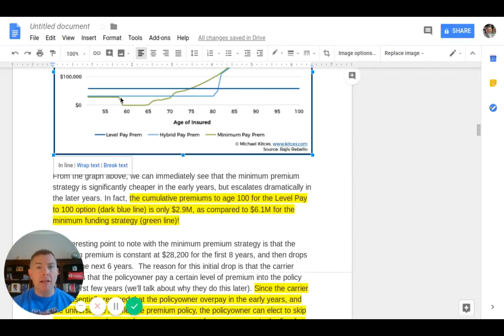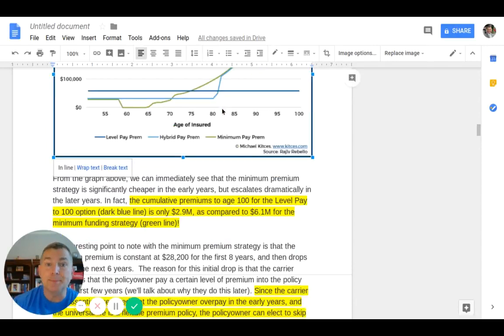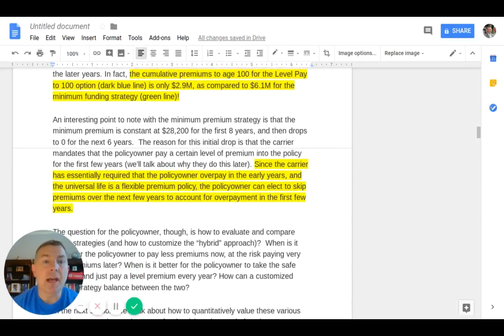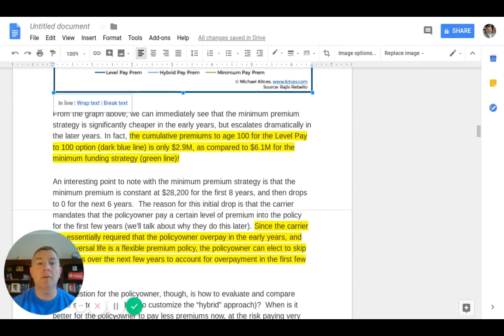For the hybrid pay, it is $28,200, which is lower than the level pay for about 25 years, and it just jumps up. So essentially, for the hybrid pay, you're paying $28,200 for the first 25 years, and then by the time you hit 83, it goes up to $110,000, and then significantly higher each and every year after that. Since the carrier has essentially required the policy to overpay in the early years, and the universal life is a flexible premium policy, the policy owner can elect to skip the premiums over the next few years to account for the overpayments that they want.